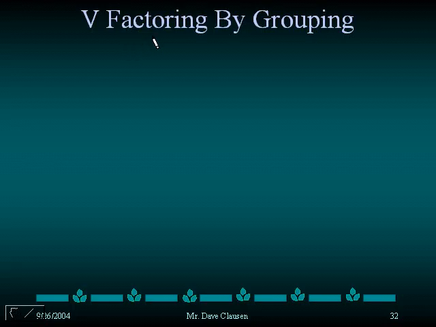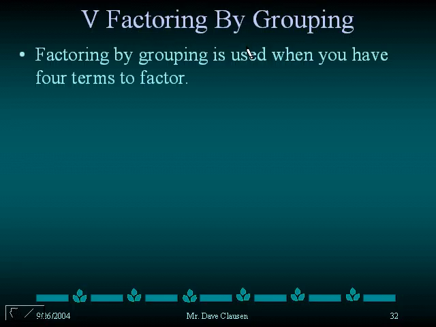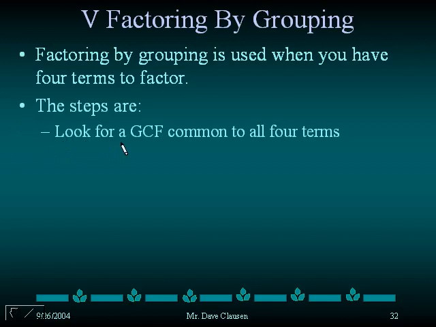The last step in factoring is called factoring by grouping. And this is what we use when you have four terms that you need to factor. And the steps are, we're going to first look for a greatest common factor common to all four terms.